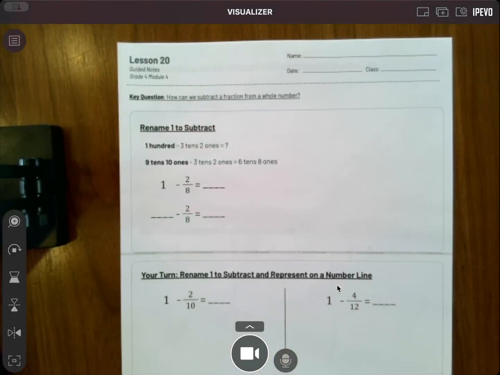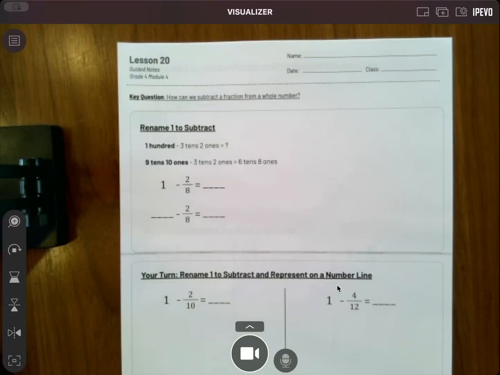All right, welcome to lesson 20. We have learned about adding and subtracting with like units, and now we're going to work on subtracting fractions from whole numbers. So that is our key question. How can we subtract a fraction from a whole number?